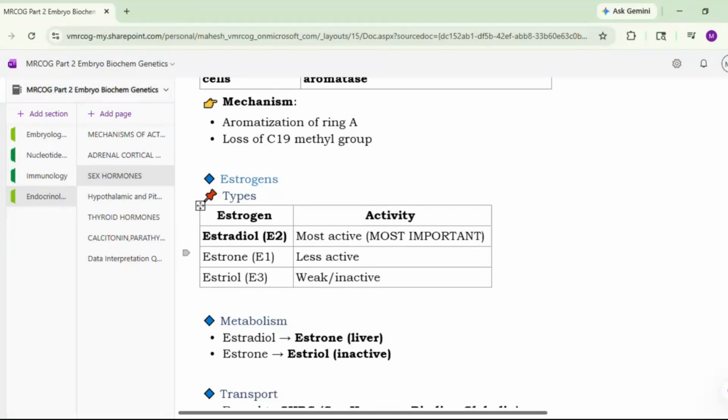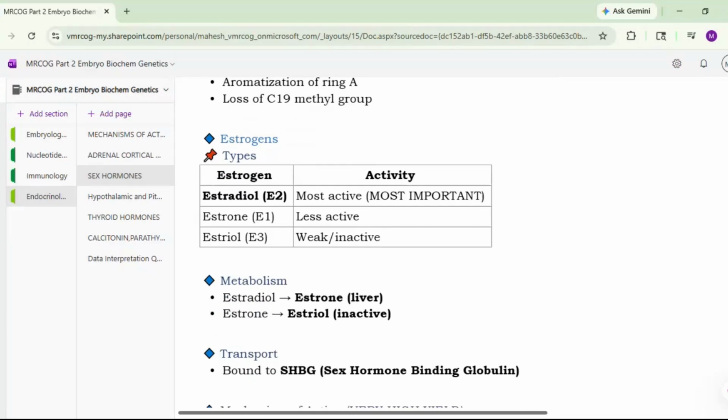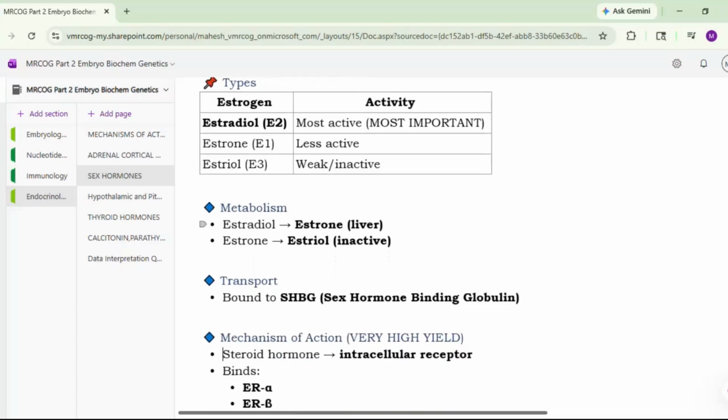Which is more predominant in menopause? It is estrone, and it is less active. Then estriol is the weak or inactive one. This is present in pregnancy. How many trimesters are there in pregnancy? There are 3 trimesters, so remember tri, estriol. Estradiol is converted into estrone in the liver, and estrone is further converted into estriol, the inactive form. So in the young reproductive age group it is estradiol, in menopause it is estrone, in pregnancy it is estriol, and the most active is estradiol.